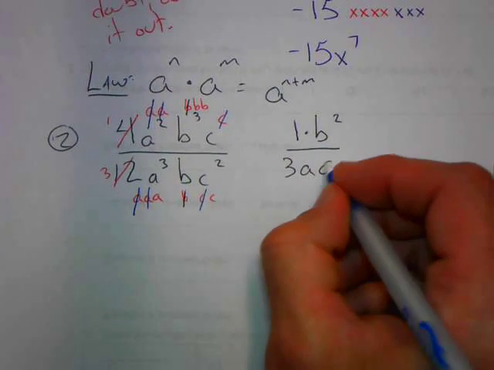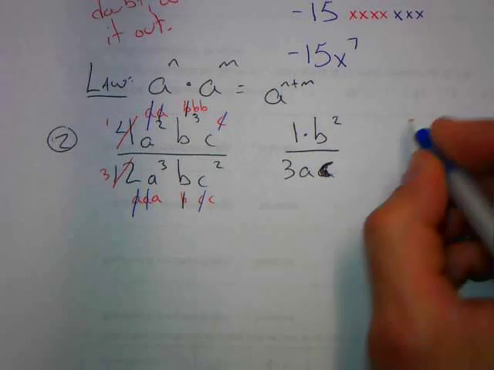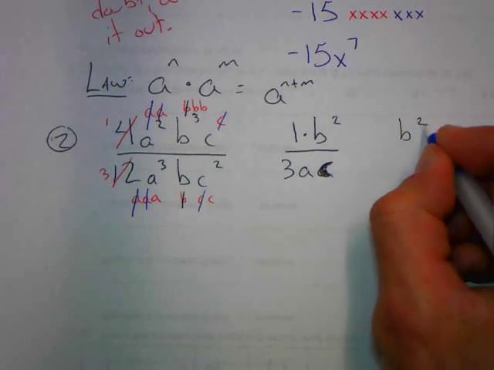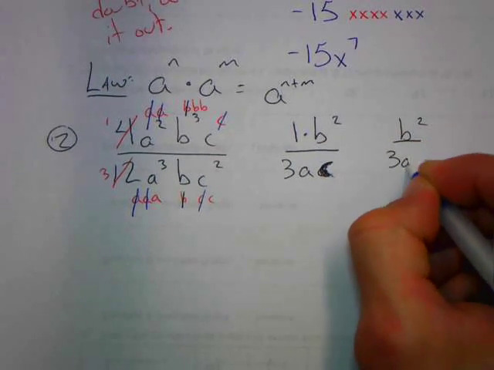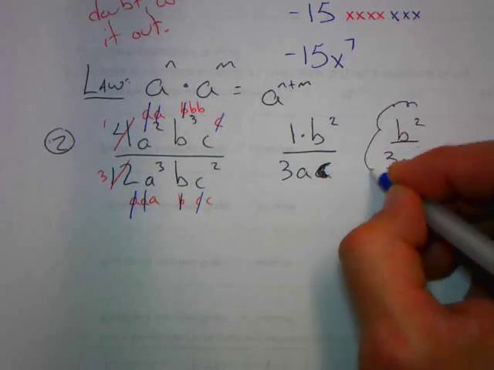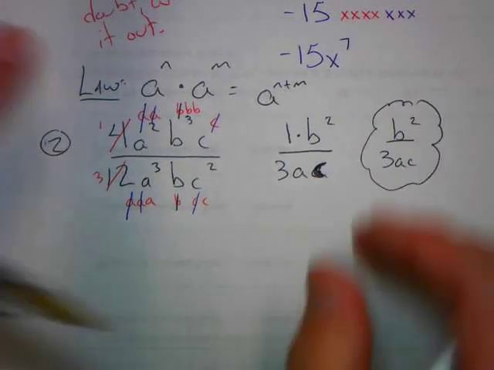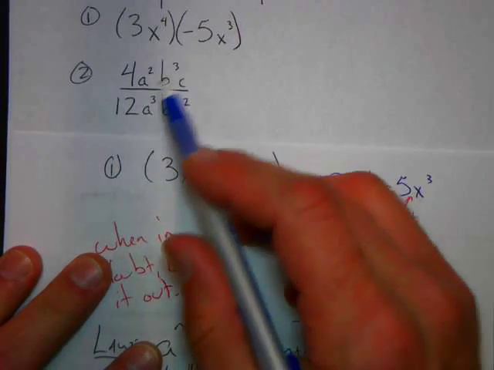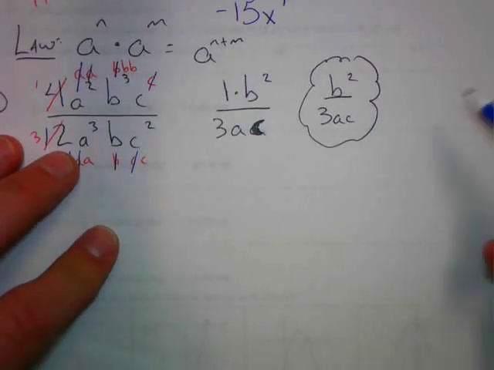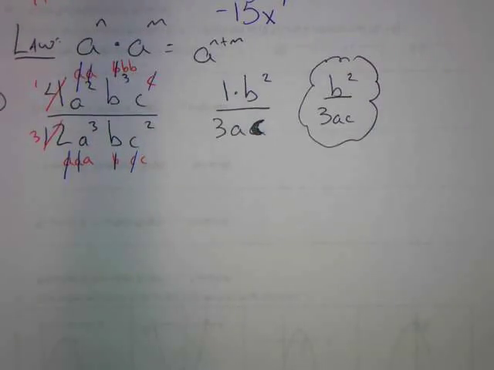3AC. Oh, that's a C, or it should be a C. So we'd be left with B squared over 3AC. And that's how we would simplify number 2. Okay, so remember number 2, the expression was this craziness. And, well, this is what we've had.